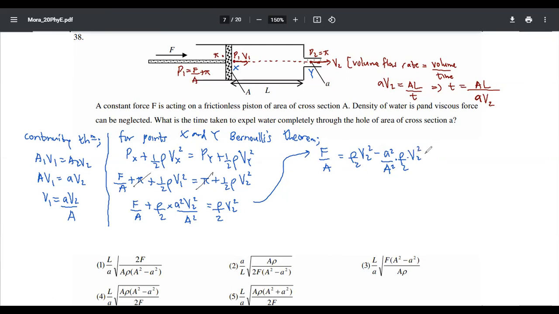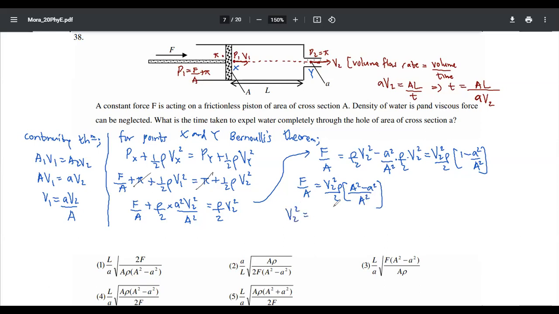I think we can take V2 squared common, rho by 2 common, into 1 minus simple A squared over capital A squared. I think they have taken LCM. That's why you see A squared, simple A squared is there in the answers. So let's do that. F over A equals V2 squared rho by 2 into capital A squared minus simple A squared divided by capital A squared. And finally, I will be getting this.